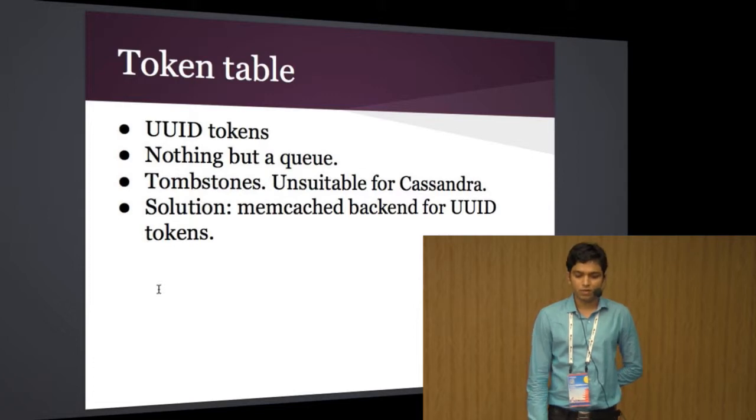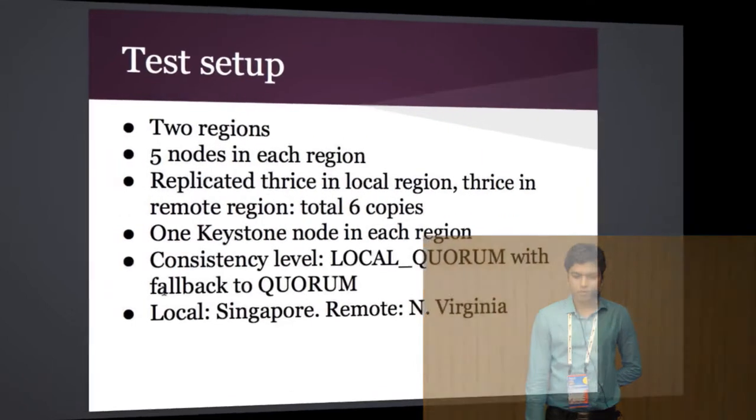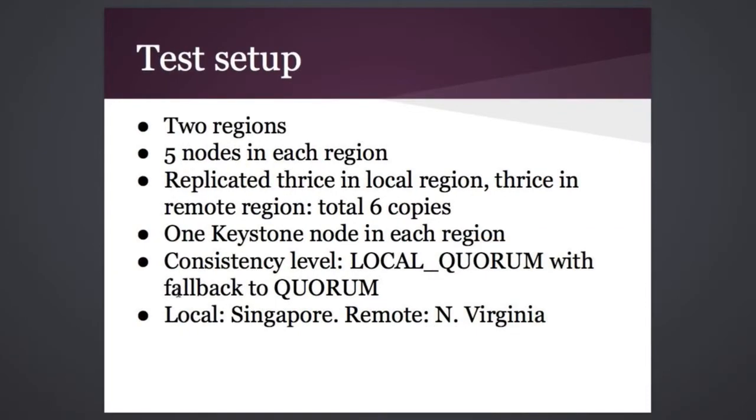And yeah, we are using memcached backend for UUID tokens. So more about the test setup which we performed. We took 2 regions, 5 nodes in each region, replicating thrice in the local data center and thrice in the remote data center. So we total have 6 copies here of the same data, 1 Keystone node running in each region, and Cassandra's consistency level of local quorum with a fallback to quorum.